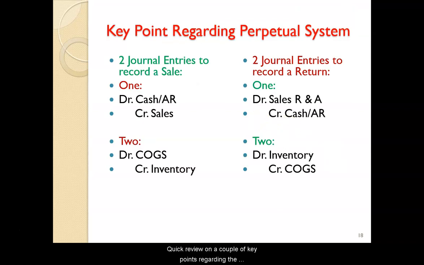Quick review on a couple of key points regarding the perpetual inventory system: we are always going to have two journal entries to record the sale. One is debit cash or AR, credit sales. The second is debit cost of goods sold, credit inventory. Therefore, if we're going to have two journal entries to record a sale, there's going to be two journal entries to record a return. One, we debit the contra account, sales returns and allowances, and we credit cash. And two, providing that the inventory is still good, we're going to debit inventory and credit cost of goods sold.